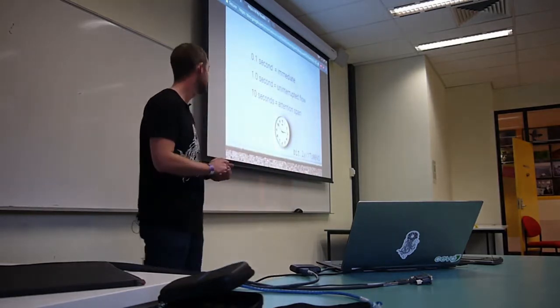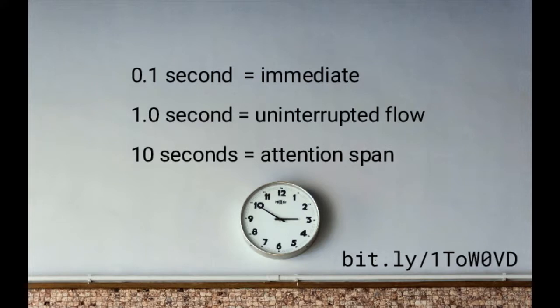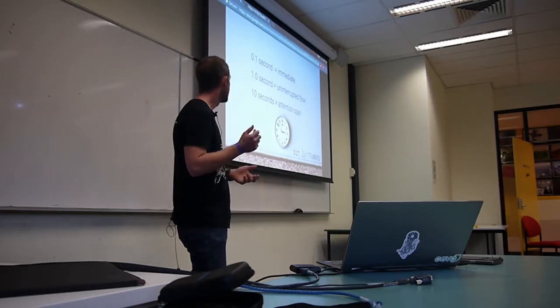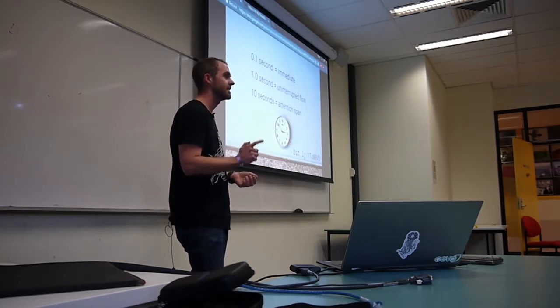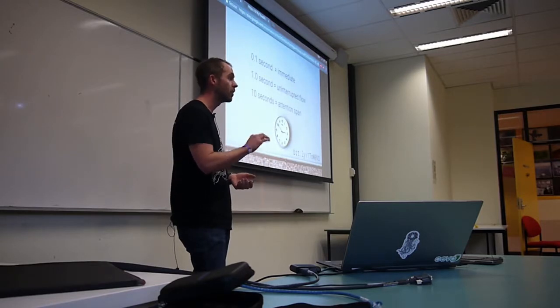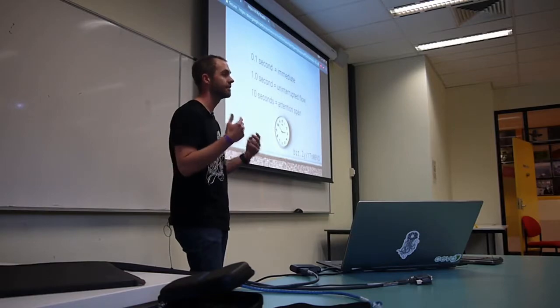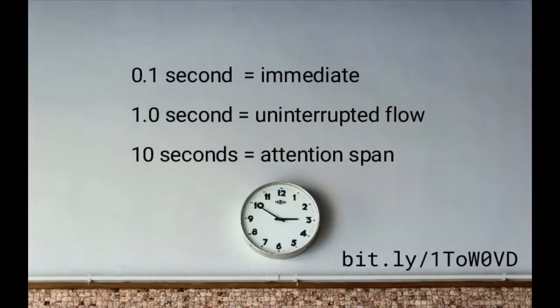So what are these time limits? Well, the first is 0.1 second, and that is the time for us to interact with a system and for it to feel immediate. That's where we feel that we're directly interacting with this object. The second time limit is 1 second. This is where we recognize that we're ordering the computer to do something, but that it's responsive enough that we maintain that sense of flow. And the really important limit here is 10 seconds, because that's the limit of most people's attention span when they're interacting with something like a website.